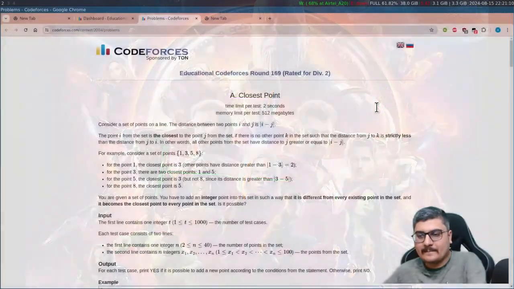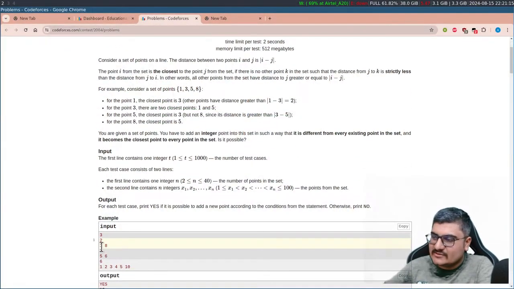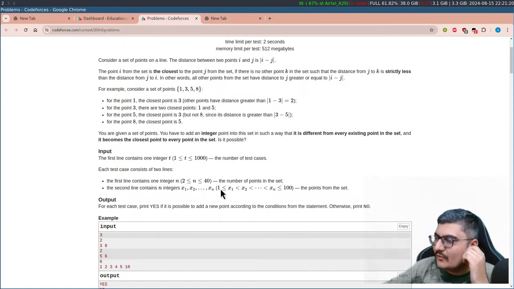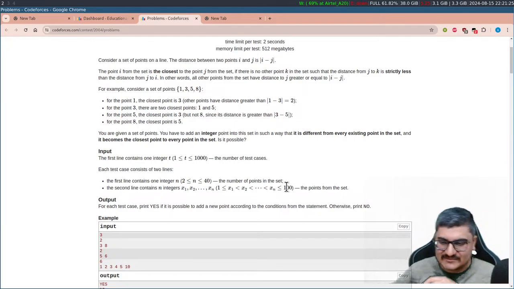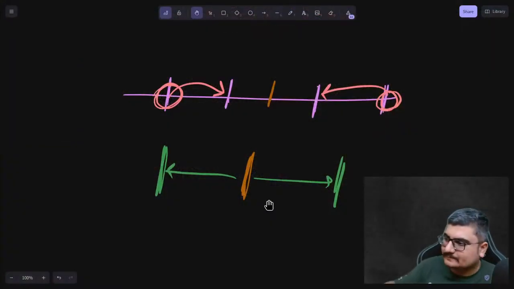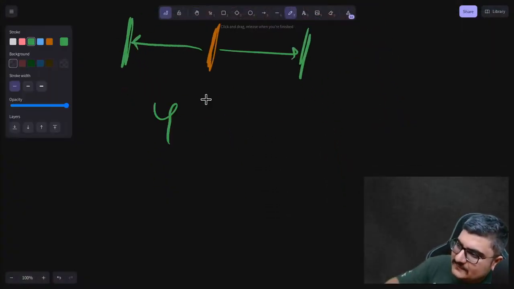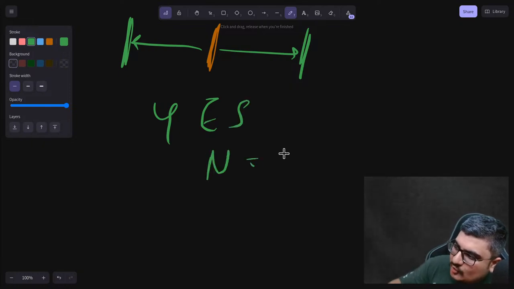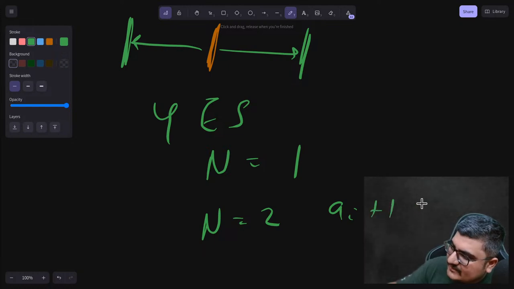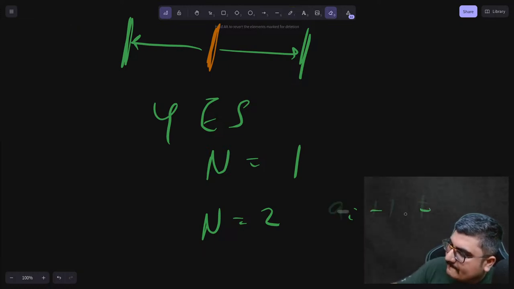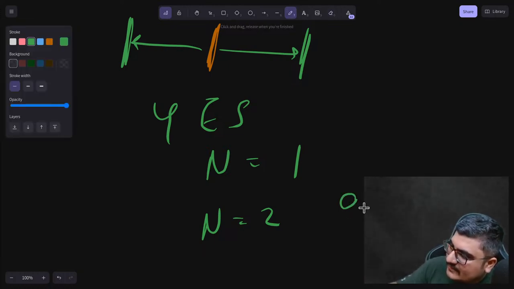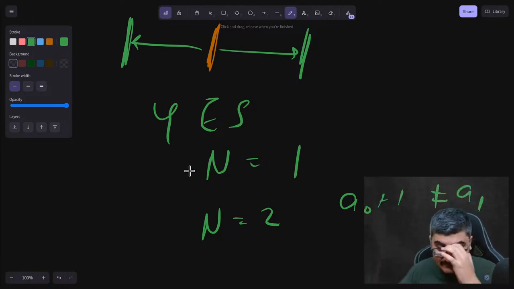So now the solution here was to count the number of different points in the set. Or, oh wait, it says all the points are in increasing order. So the answer is yes only if n equals 1, or n equals 2 and a0 plus 1 is not equal to a1. These are the only two yes cases here.